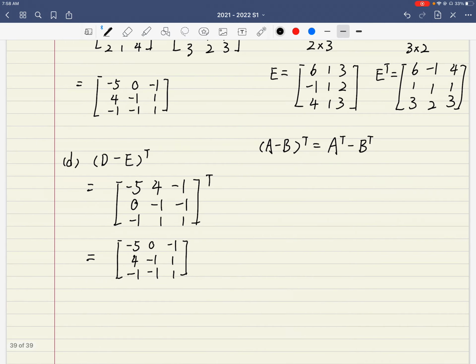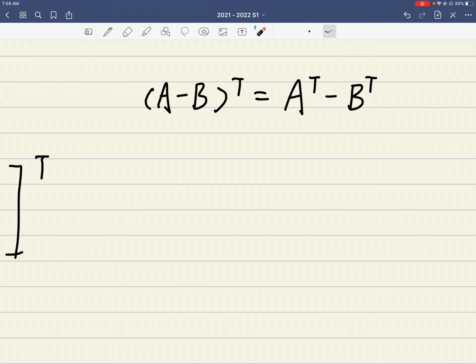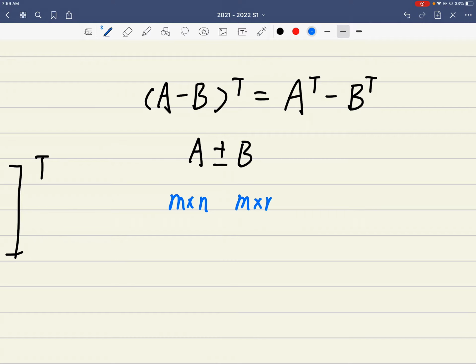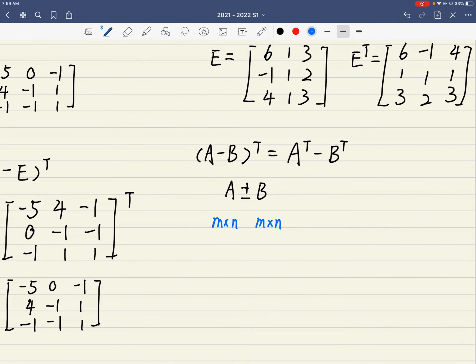Okay, again, one thing for the matrix subtraction, when you do A minus B or A plus B, right, you want to make sure A has the same dimension as B. Only when A and B are of the same dimension, then you can do the matrix addition or subtraction. Otherwise, you can't do that.